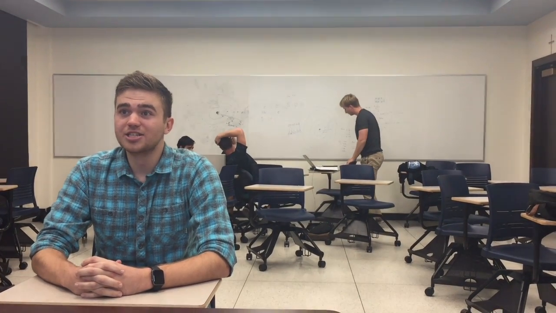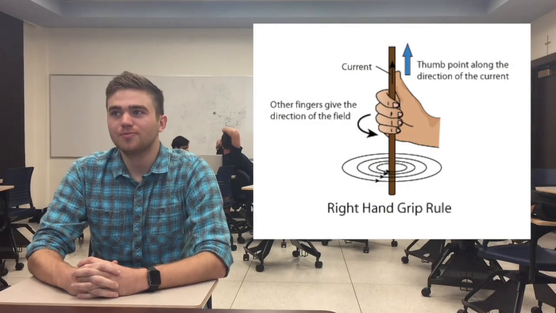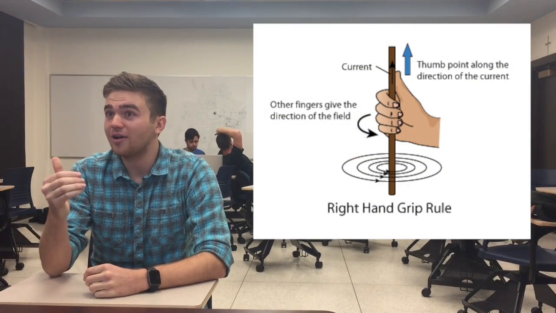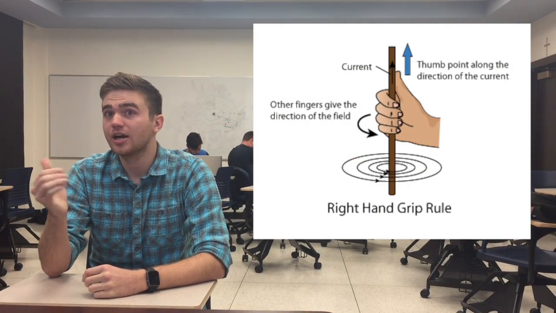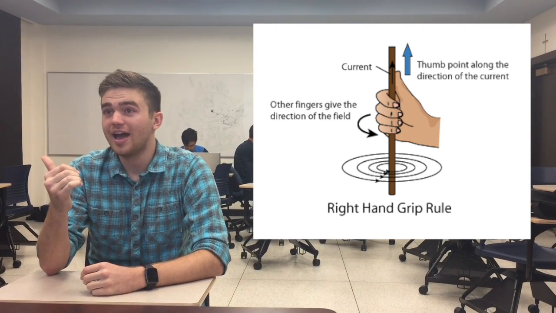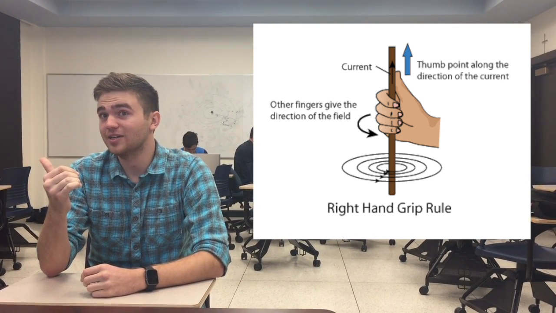To calculate the direction, you will use the right-hand rule. You will grip your right hand around a straight wire in the direction of current. Curl your fingers around the wire, and that will show you the direction of the magnetic field.